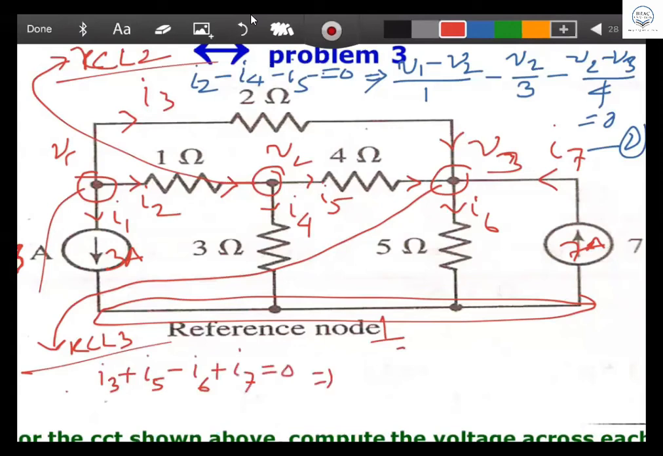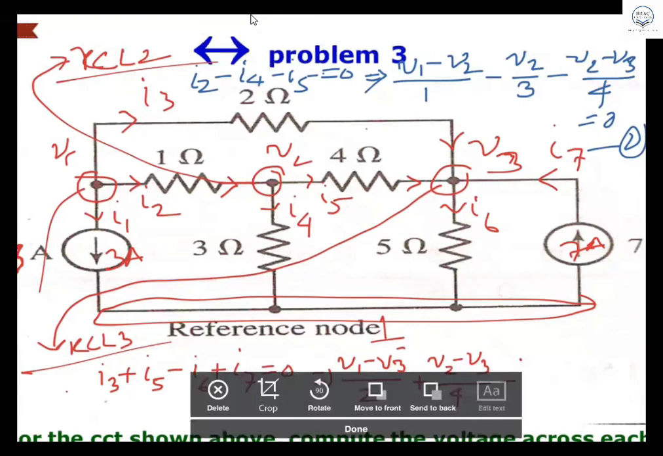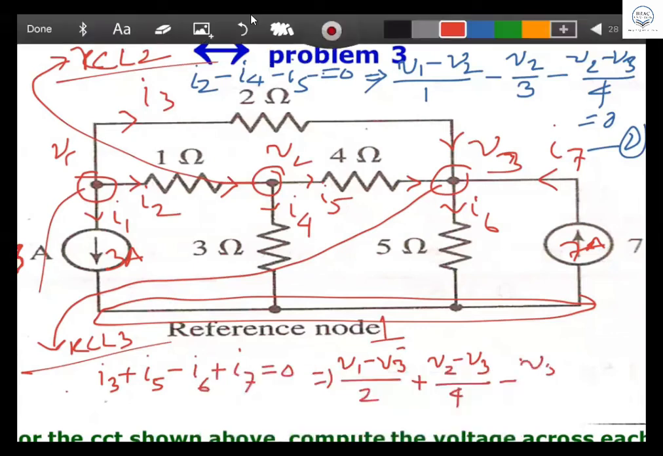Now I3, what is it? I3 is (V1 minus V3) by 2. I5 is (V2 minus V3) by 4. And I6 is V3 by 5. And then I7 is plus 7. Plus 7, so the equation is I3 plus I5 minus I6 plus 7 equals 0. This is equation number 3. So these are the 3 equations.